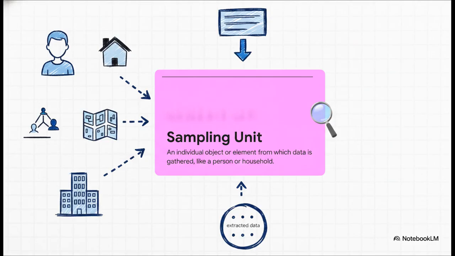So, from that master list, we drill down to the sampling unit. The sampling unit is the absolute basic building block of your analysis. Identifying it is a step you literally must take before selecting your sample. Depending on your research, your unit could be an individual person, maybe a specific household, a geographical neighborhood, or even an entire organization. Simply put, it is the single entity from which you will extract your data.